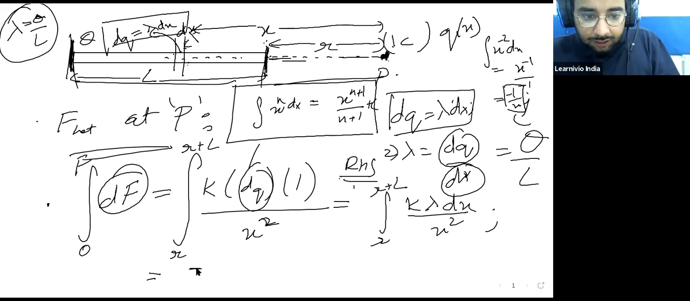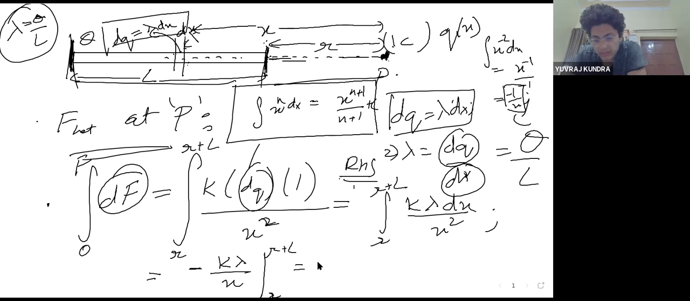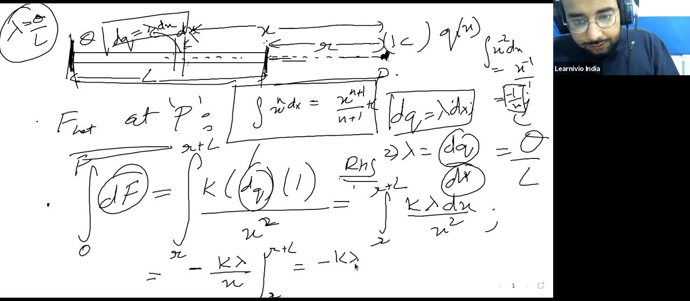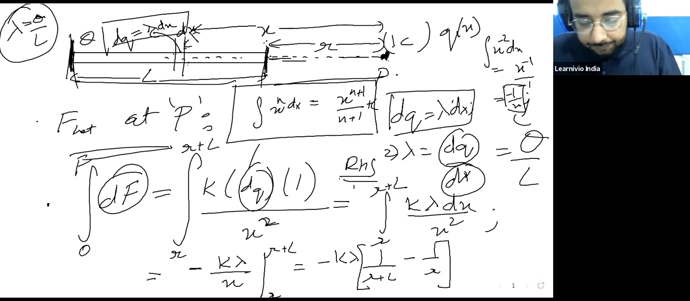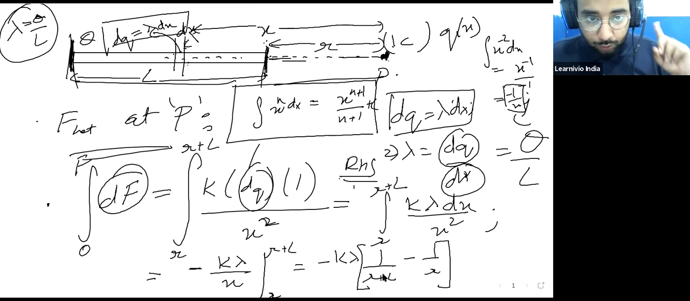So let's put in the values. You have k lambda over x, from r to r plus L. Let's put in the limits also. So you have 1 over r plus L minus 1 over r. Now notice that r plus L is obviously greater than r, right? So 1 over r plus L is going to be smaller than 1 by r.